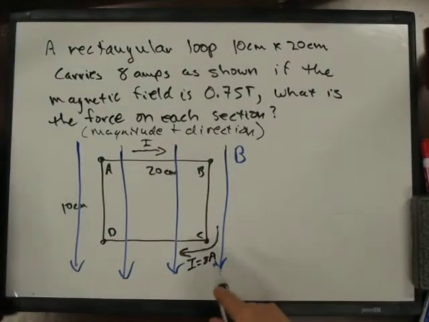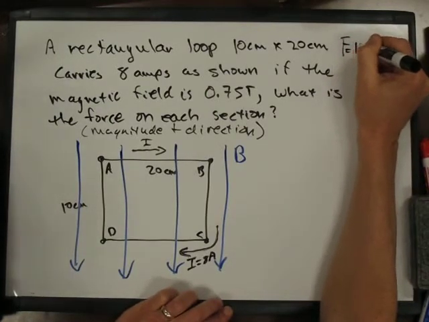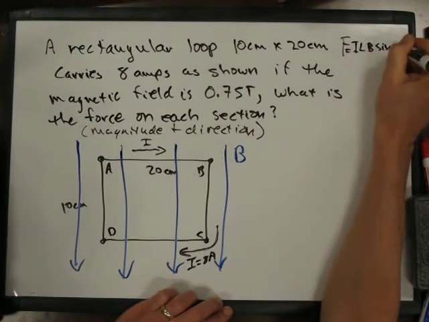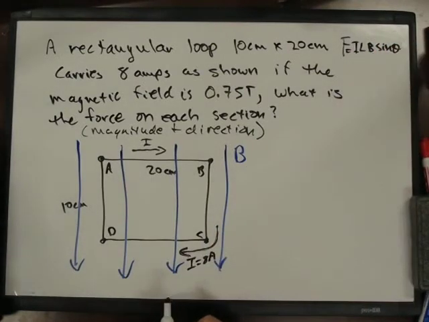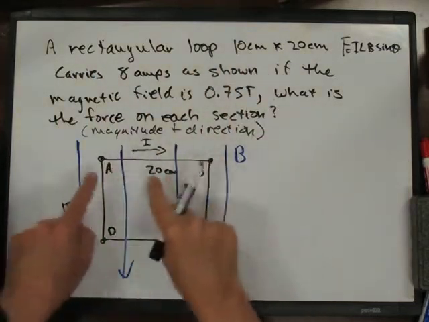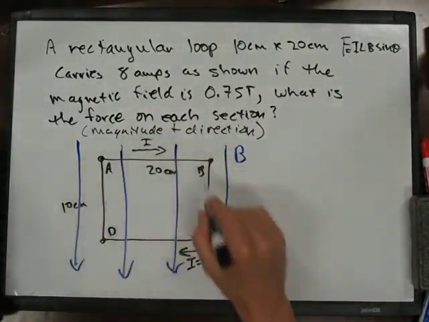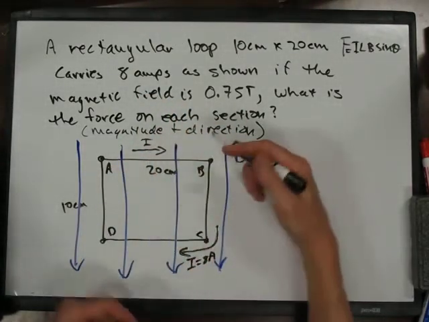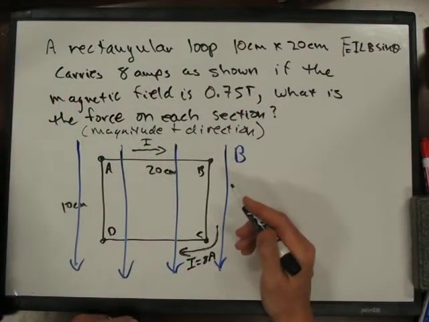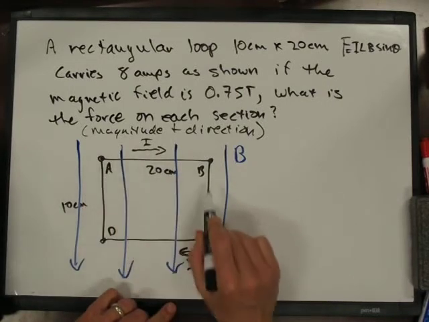So now we're going to do an example based on our F equals I L B sine theta form of the Lorentz force for charges in wires. And this is a rectangular loop, 10 centimeters by 20 centimeters, carries 8 amps of current as shown. So the current is just cycling around this way. If the magnetic field, which points down the board, is 0.75 Tesla, what's the force on each section? We want the magnitude and direction. And if you notice, it goes A, B, C, D.